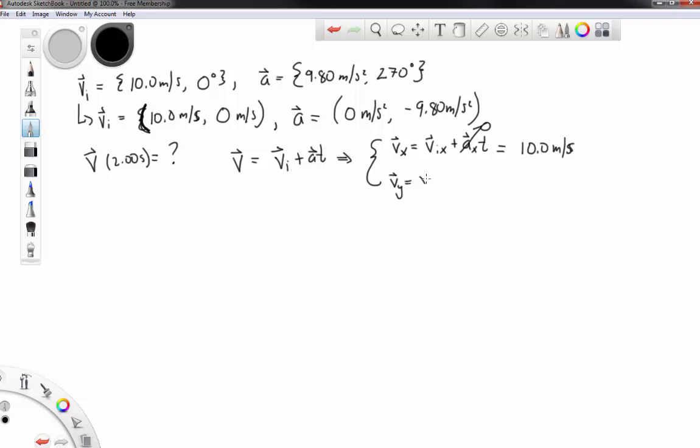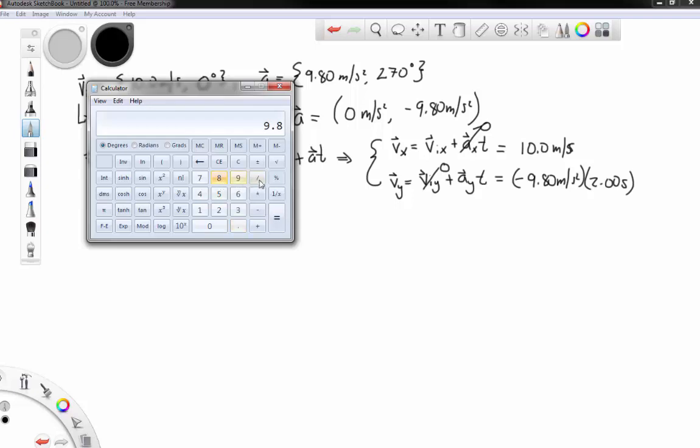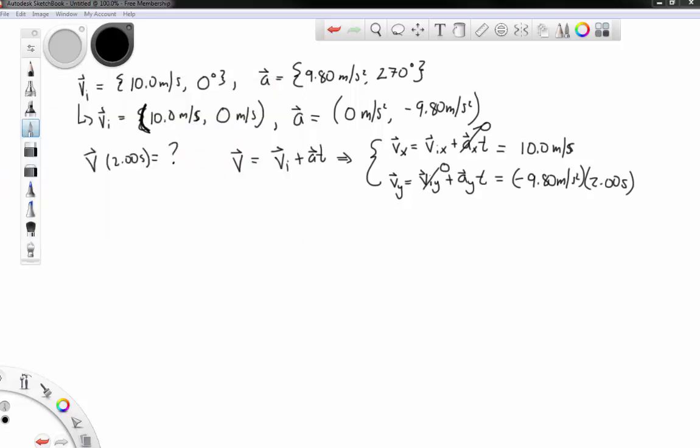For the y part of it, we have basically the y components, which are like so. In this case, this one was given as 0 initially. That's this right here. So what we have is the acceleration, which in this case is minus 9.80 meters per second squared, times the time. The time was 2.00 seconds. So we would need to multiply the acceleration times the time. So 9.8, which was negative, times 2, should be 19.6. So our Vy is minus 19.6 meters per second.